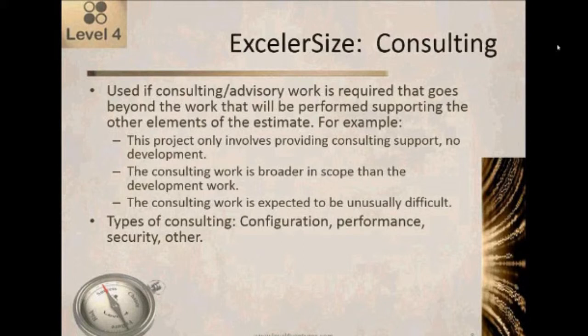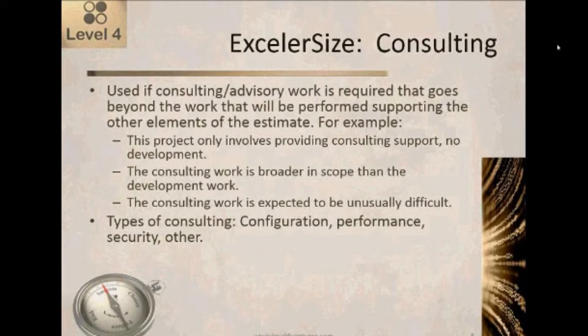And the third category is situations where, for whatever reason, the consulting work is expected to be unusually difficult. So perhaps we already know that there's some performance issues with this particular application. We're getting in there and we're adding some new reports and some interfaces and some pages, and we're doing a bunch of other work. But at the same time, we already know that there's going to be some performance issues, and so we want to add an additional budget line item for performance consulting.